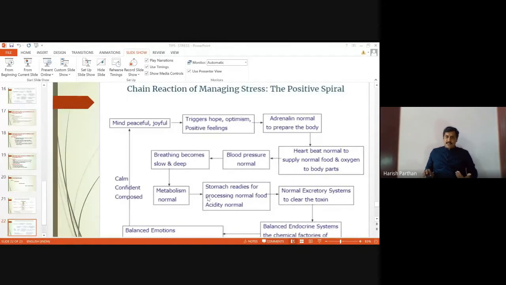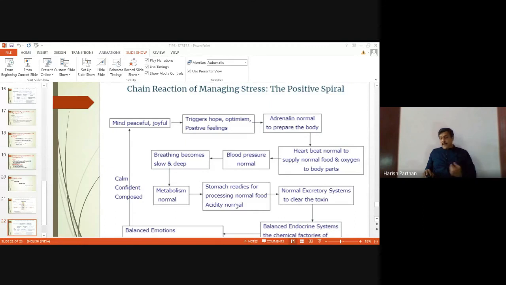So when you can manage your stress, when you can manage your situations, when your mind is peaceful, joyful, it triggers hope, optimism, and positive feelings. The adrenal level in your body becomes normal, your heartbeat becomes normal, your blood pressure becomes normal, your breathing becomes normal. Now check your breathing pattern. It is different, shallow, very slow, right? It is not taking a very big leap. Your metabolism becomes normal.